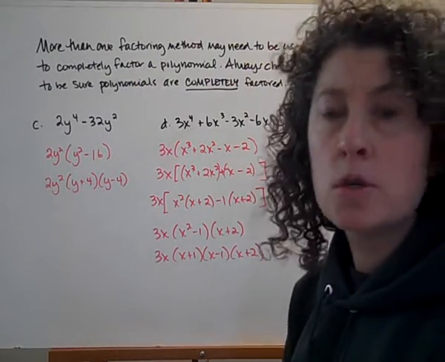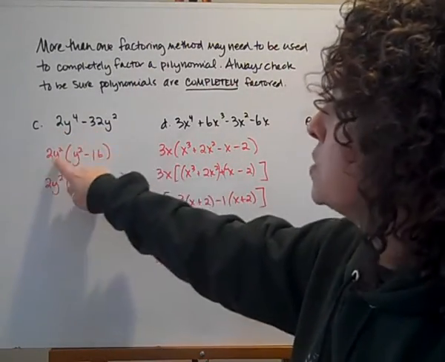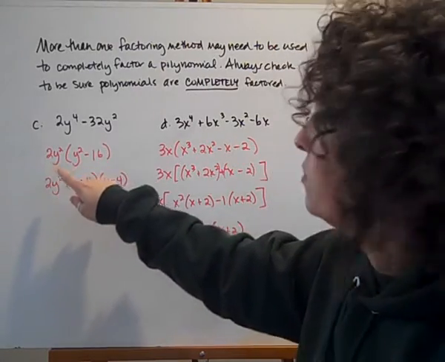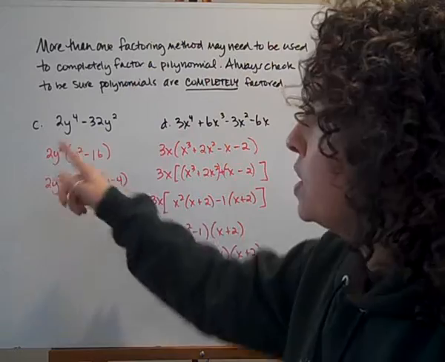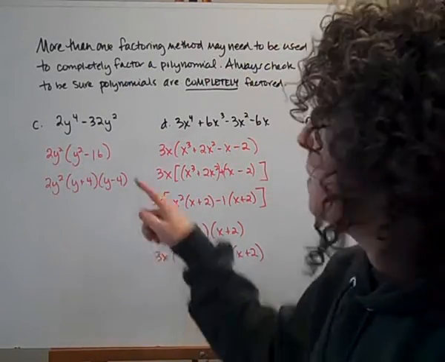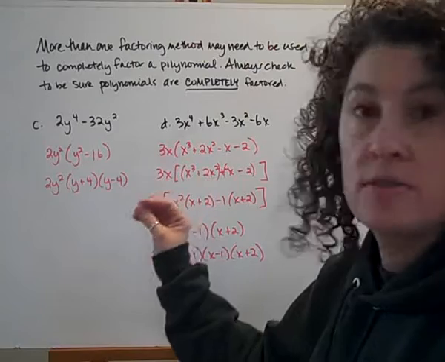First thing we're always going to do is look for a common factor. So of those, I can take out a 2 and a y squared. So I'm going to take 2y squared out of both of those terms, which leaves me with y squared minus 16. 2y squared monomial, I can't break that up any more than that. But I do have a binomial here.